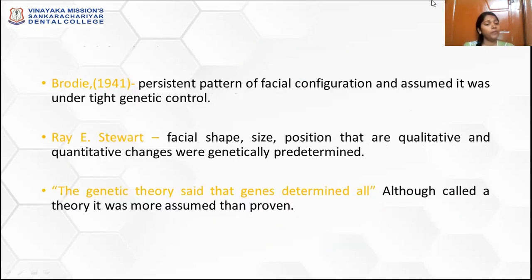So there are certain people who have studied this, like Brody in 1941, who told that the persistent pattern of facial configuration assumed another type of genetic control. And Brody told that the facial shape, size, and position, all the qualitative and quantitative changes, are genetically predetermined. Whereas this genetic theory says that genes determine all. So it was more of an assumed theory rather than a proven one, because it is based only on Mendelian observations. No one has tried to prove it.